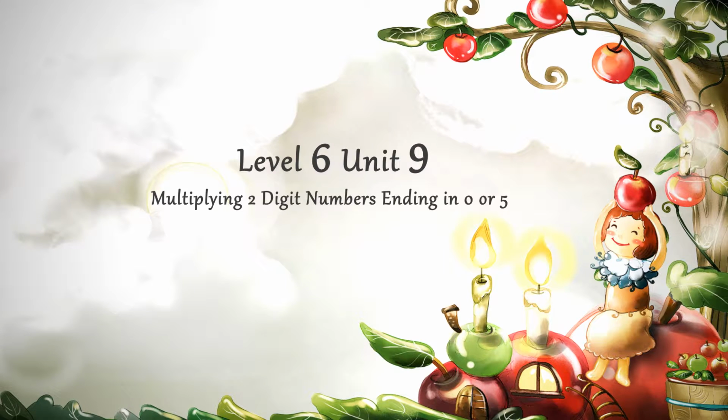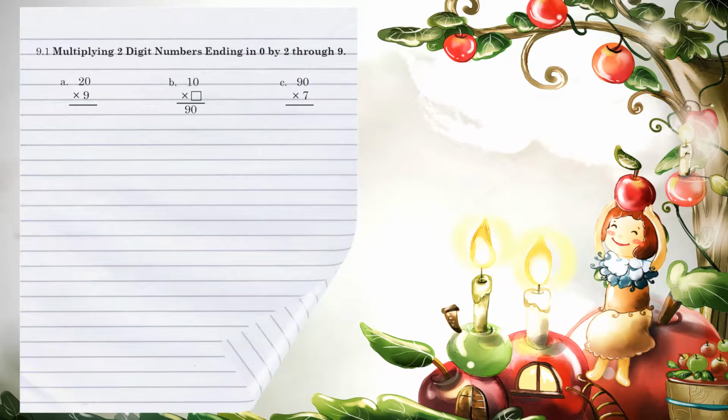Level 6, Unit 9, multiplying two-digit numbers ending in 0 or 5. Unit 9.1, we are multiplying two-digit numbers ending in 0 by 2 through 9. Let's look at example A.